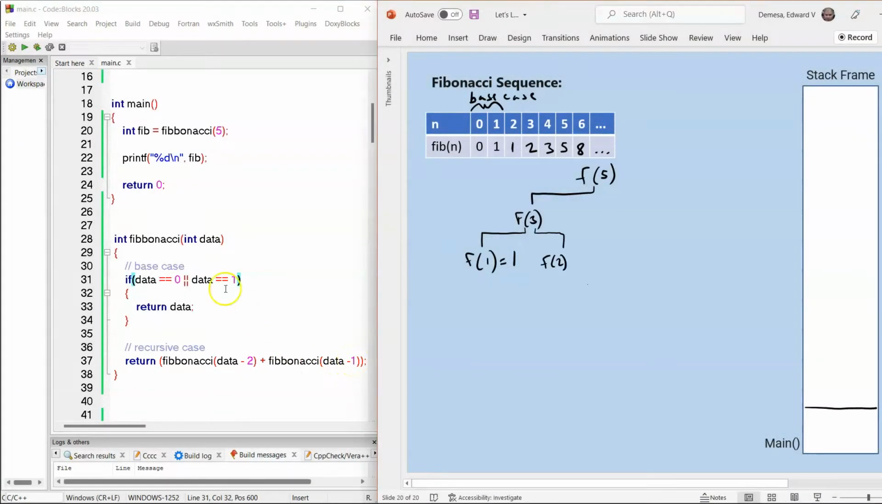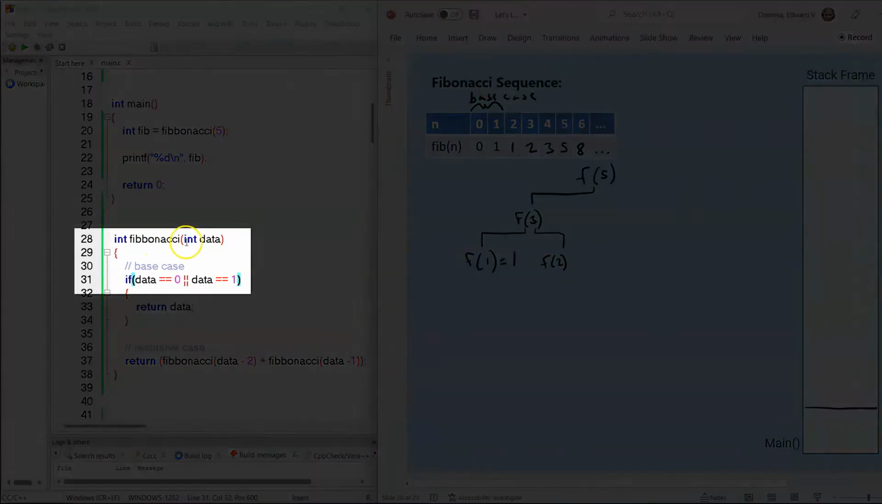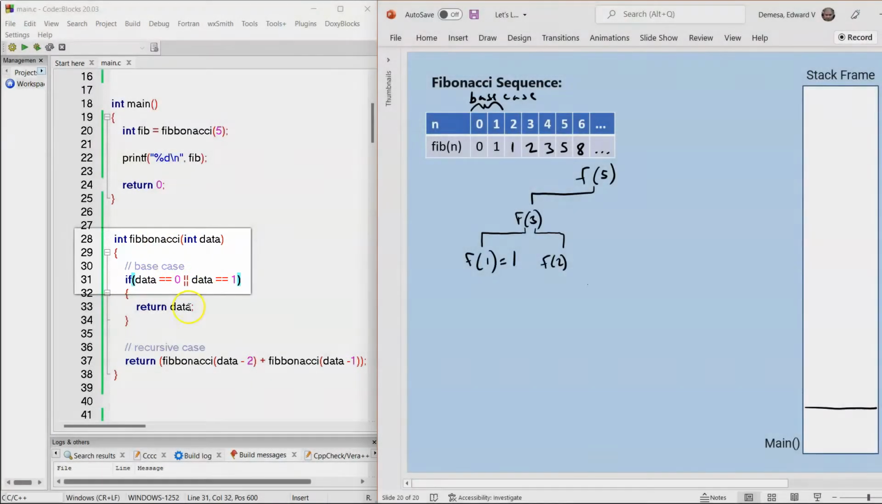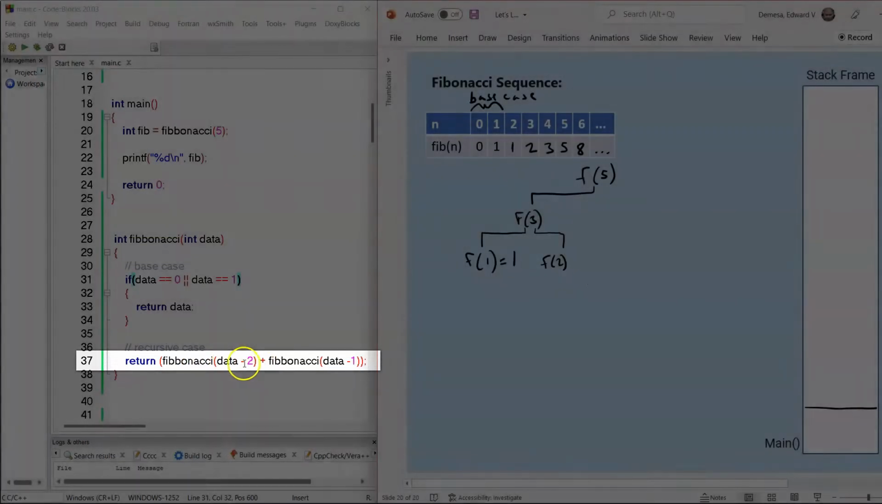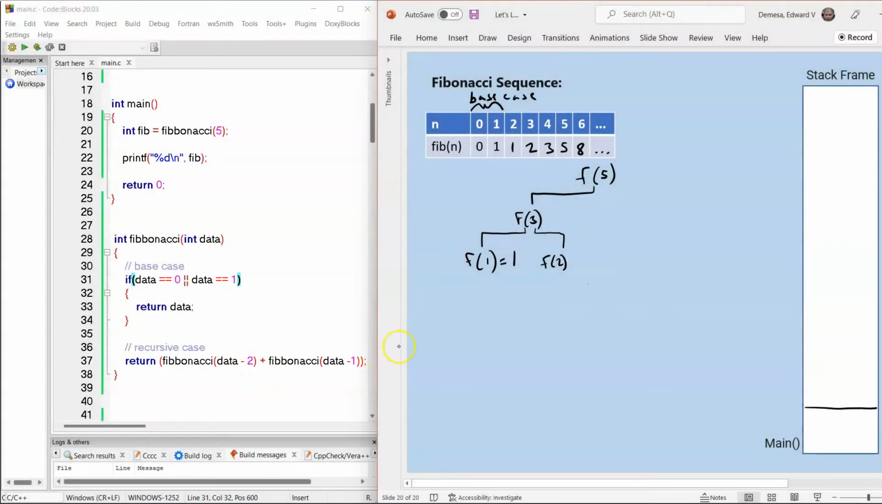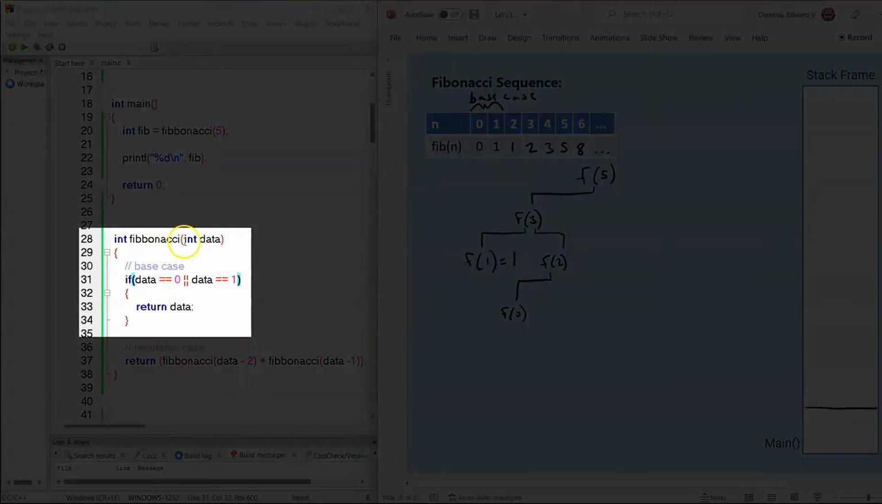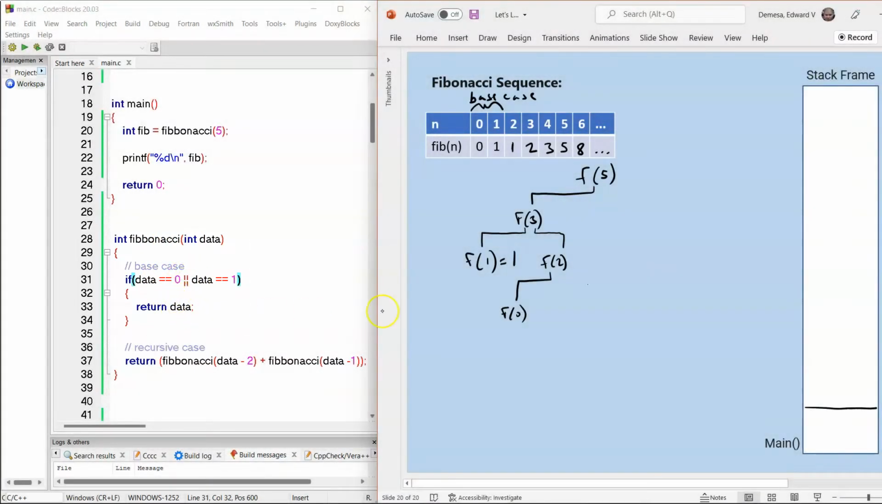f of 2. So the compiler then jumps to line 28 to enter the function, and on line 31 it checks to see if 2 is equal to 0 or equal to 1. The answer is no. So the compiler jumps to line 37, where f of 2 calls a recursive function call. 2 minus 2 is 0, so f of 0 is called. The compiler then goes back to line 28, enters the function, and on line 31 it checks the condition. Is f of 0 equal to 0? Well, the answer is yes, and so it returns that data. So f of 0 returns 0.